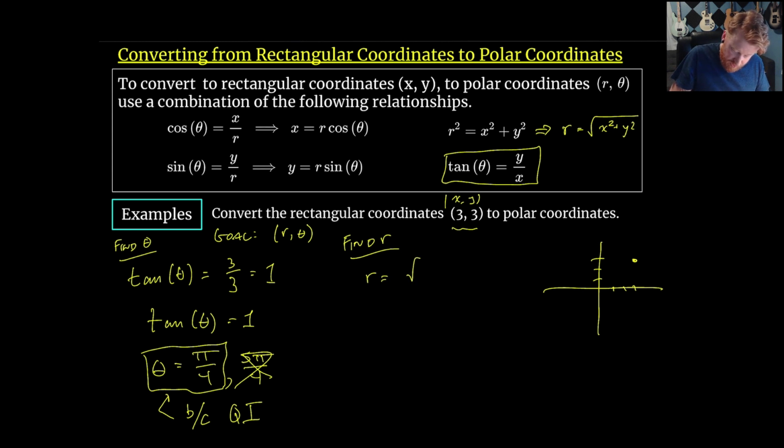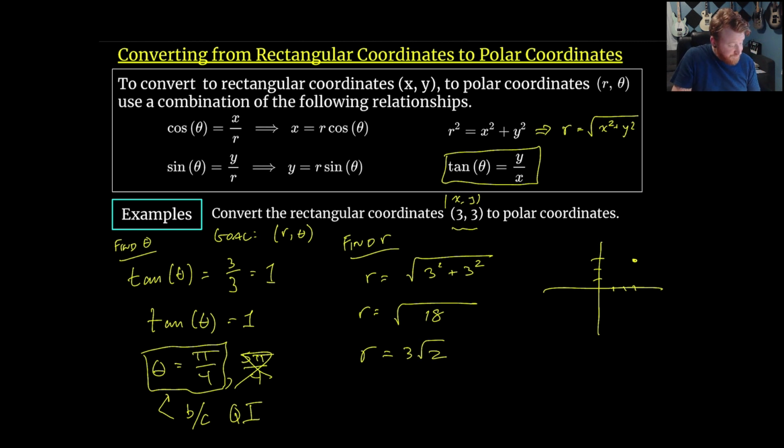r is equal to the square root of x squared, which is 3 squared, plus y squared, which is 3 squared. So we're getting r is equal to the square root of 9 plus 9, which is 18. So r is equal to 3 square roots of 2. And there we go. There is the other value that we need.